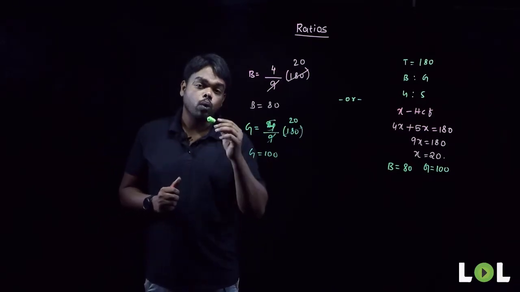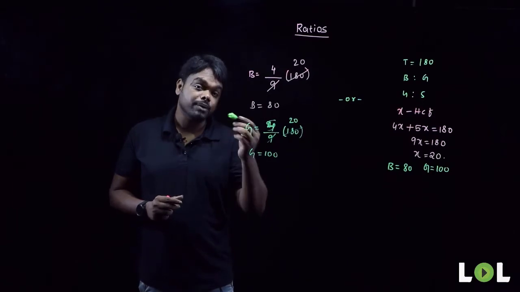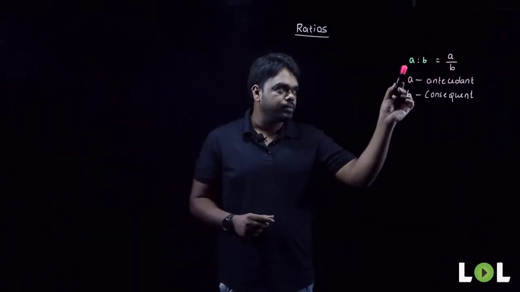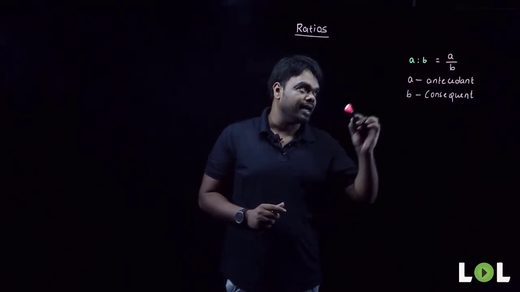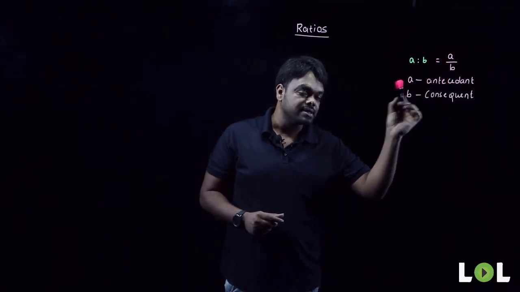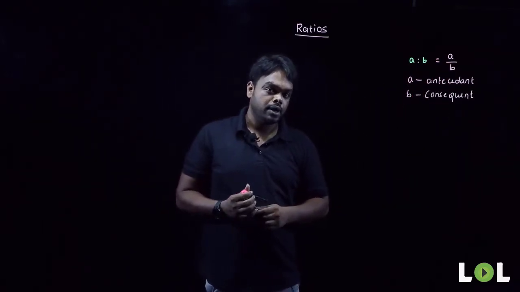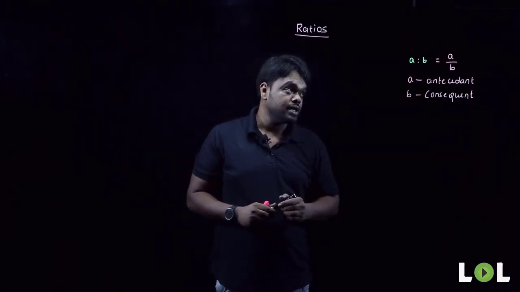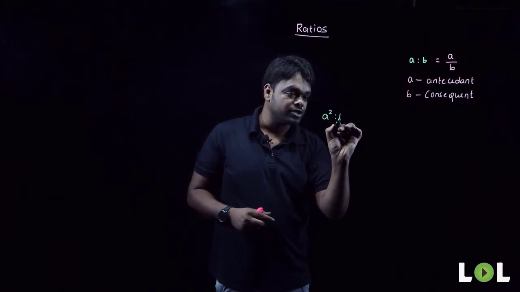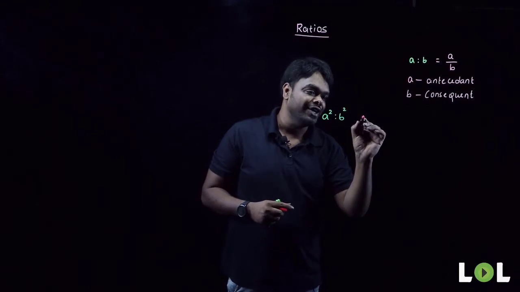Now we shall see what all the different terminology that we come across in ratios, and apart from that, few examples. Terminology. If A is to B is a ratio, it can also be written as A divided by B, where A is nothing but antecedent of the ratio and B is nothing but consequent of the ratio. Now other types of the ratios are, suppose if A is to B is a ratio, then A square is to B square is called duplicate ratio of A is to B.